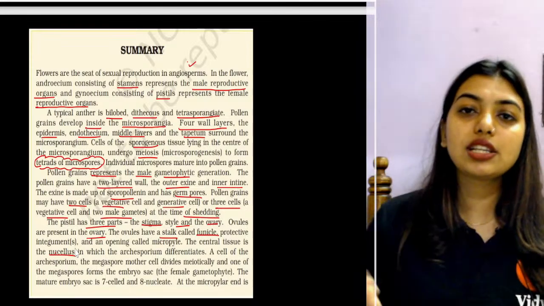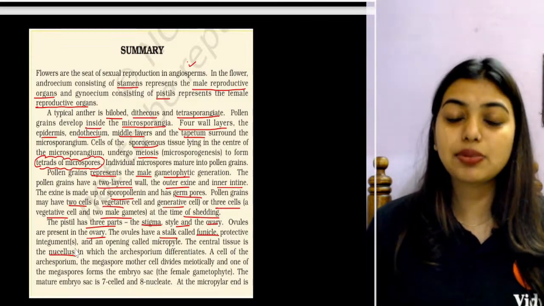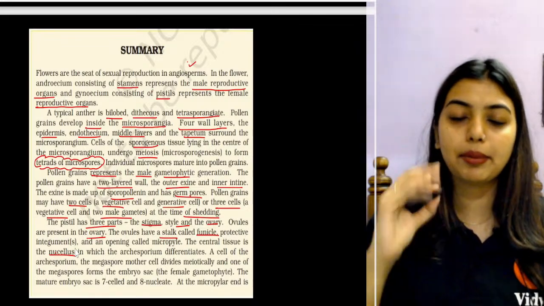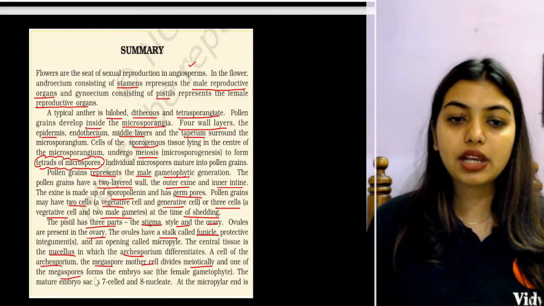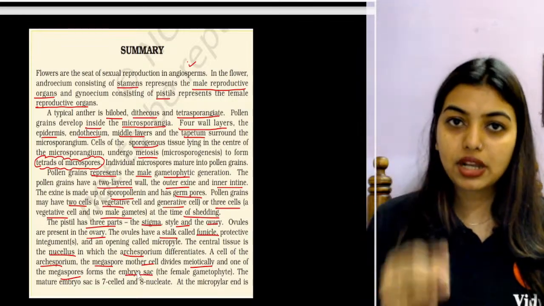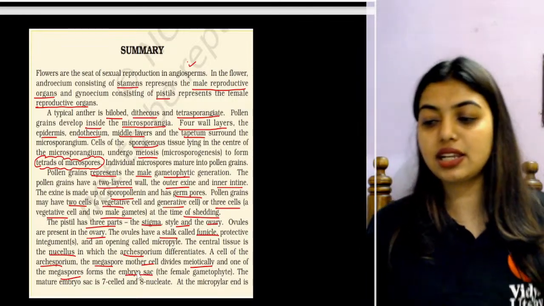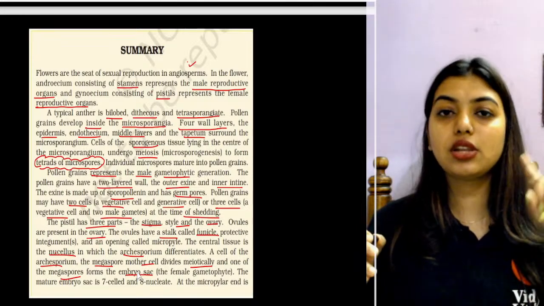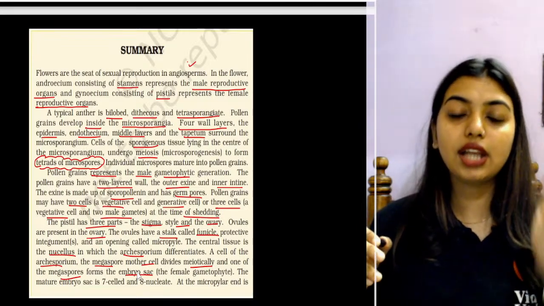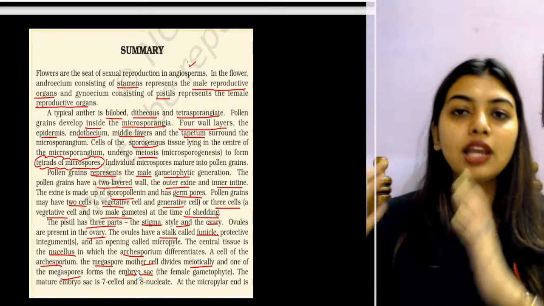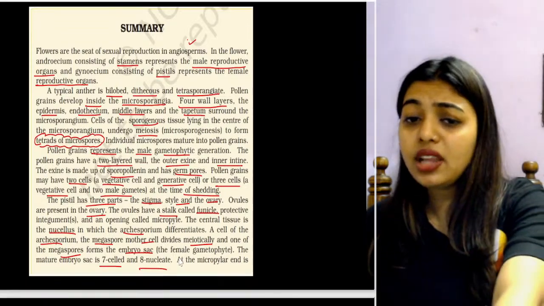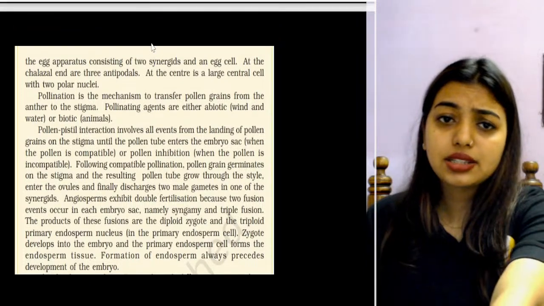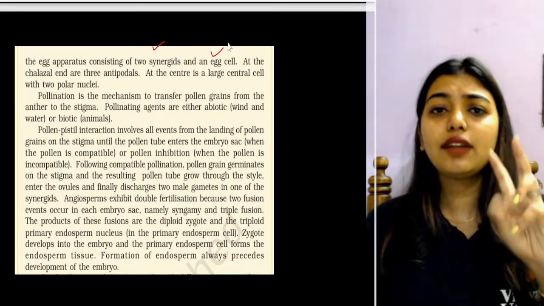If the nucellus is persistent, it is called perisperm, which is seen in beetroot and black pepper. Okay, in the nucellus the archesporium differentiates. A cell of the archesporium, that is the megaspore mother cell, divides meiotically, and one of the megaspores forms the embryo sac. So out of 4 megaspores, only one becomes functional, and the rest 3 will degenerate. That one functional megaspore will form the embryo sac, which is a 7 cell 8 nucleate stage. At the micropylar end, the egg apparatus will consist of 2 synergids and an egg cell. Okay, they will have 2 synergids and an egg cell.